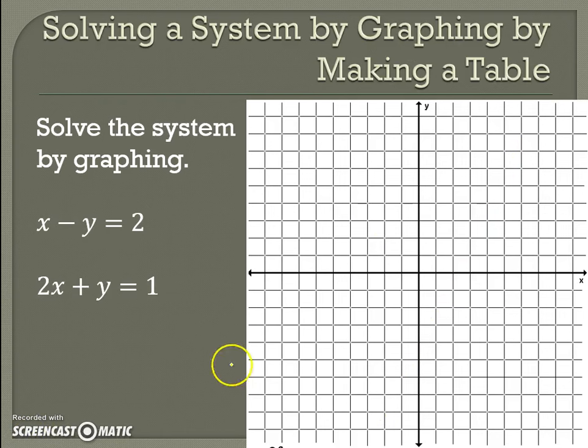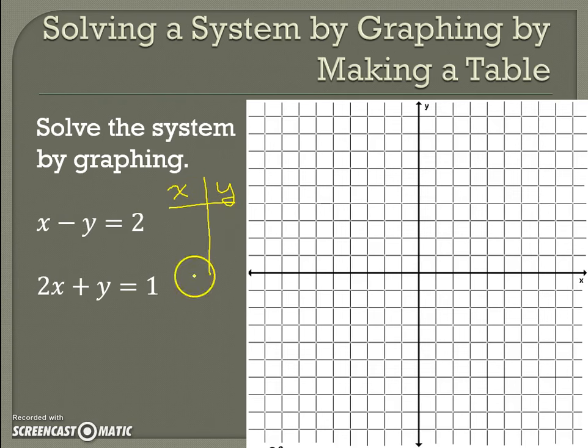All right, solve a system by graphing. Solve a system by making a table. So on this one, instead of using the slope-intercept form that we were doing before, we are going to make a table. So for this first value, we will do an x value and a y value.